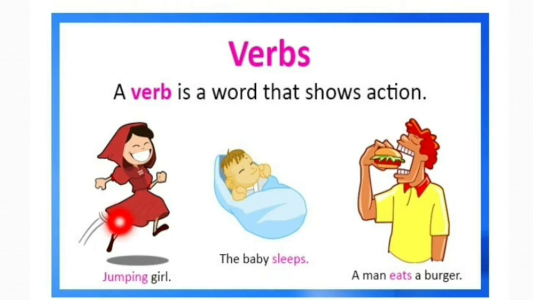You can see here in the picture a jumping girl. So what is the girl doing? The girl is jumping. So jumping is the doing word here. That means her action is jumping. So jumping is the verb. Then in the second picture you can see the baby sleeps. Sleep is the verb. So what is the action?